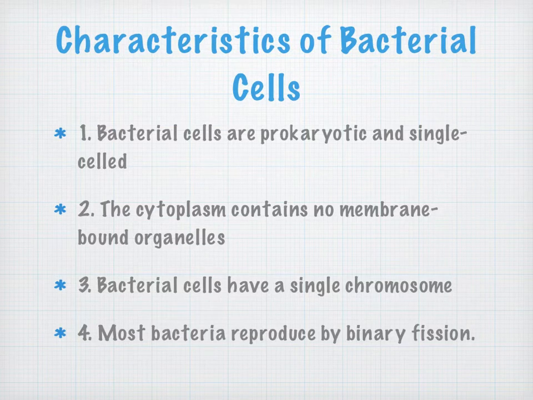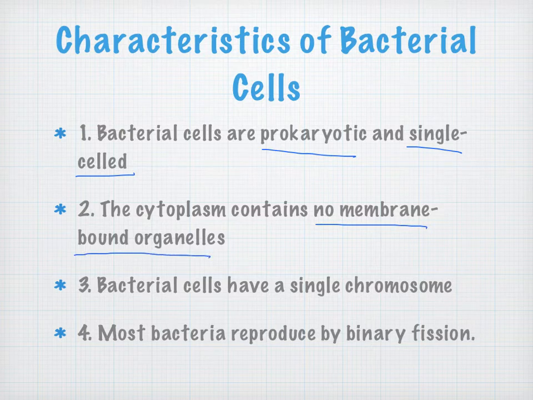Characteristics of bacteria. Bacterial cells are prokaryotic, single-celled. Their cytoplasm contains no membrane-bound organelles. Bacterial cells have a single chromosome. Most bacterial cells reproduce by binary fission.